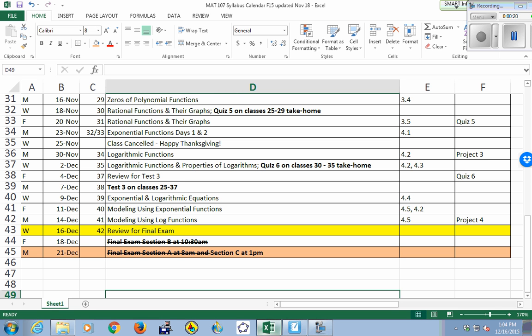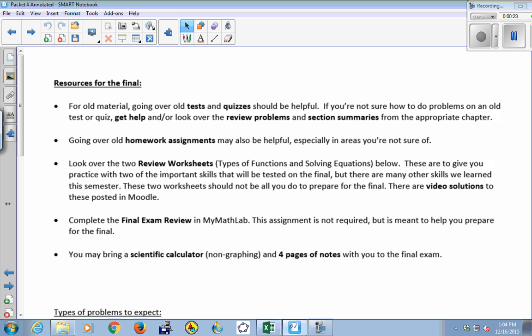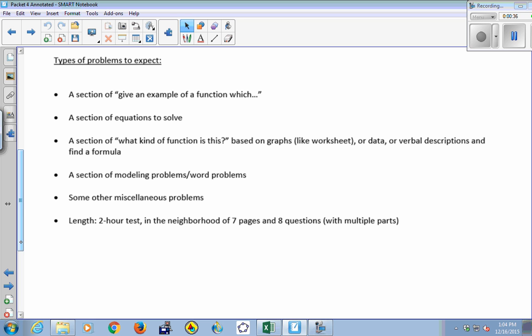And then the rest of the class is going to be a work session. You can work through your study guide. You can work on making your cheat sheets. You can organize your notes, whatever you need to do to get a jump start on your studying. All right, so for the final exam, types of problems to expect.